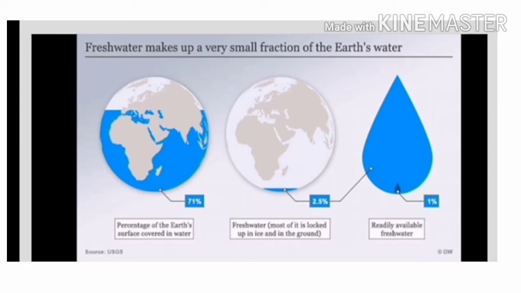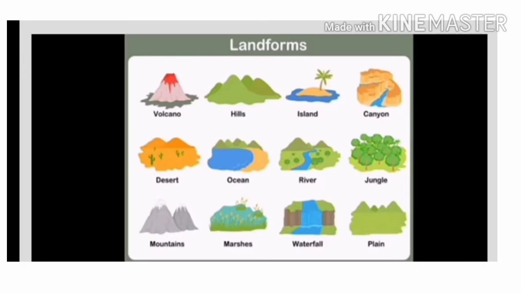Then we classify the various landforms on the earth on the basis of altitudes. Means we classify various landforms on the basis of altitude, meaning height. So we can classify various landforms: volcano, hills, island, desert, ocean, river. Some landforms are classified on the basis of height and shape. A similar classification can be done for landforms submerged under the water. Means similar classification for the landforms submerged under the water.